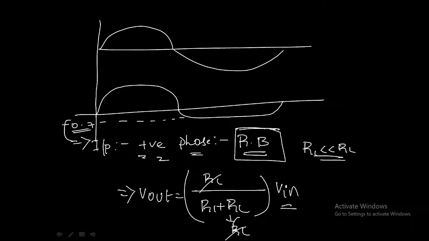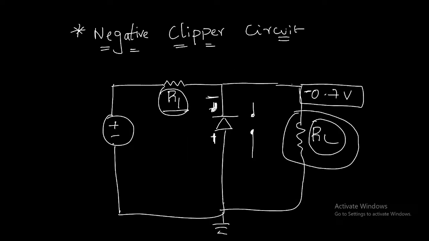If you observe the diagram, you can clearly see that the negative input phase has been clipped off, whereas the positive input phase remains the same. So this is the working of a negative clipper. This is the working of the positive clipper as well as the negative clipper.